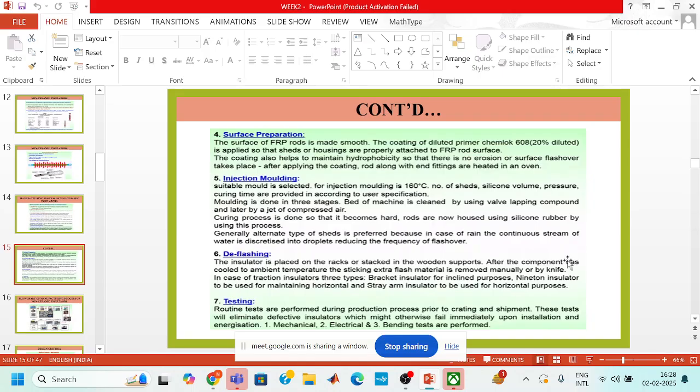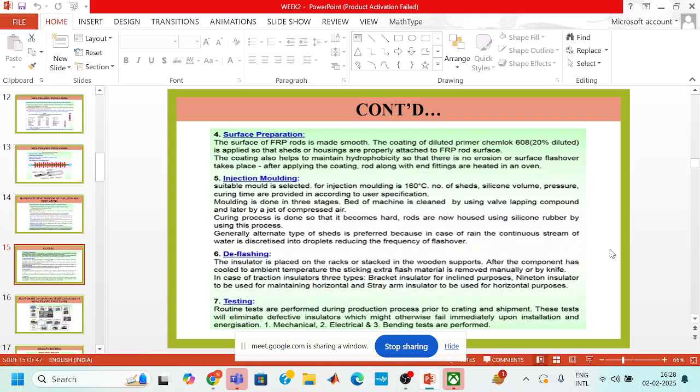Rods are now housed using silicon rubber by this process, and generally an alternate type of shed is preferred because in case of rain, the continuous stream of water is broken into droplets, reducing the frequency of flashover. Then the sixth step is deflashing, in which the insulator is placed on racks or stacked on wooden supports, and after the component has cooled to ambient temperature, the extra sticking flash material is removed manually or by knife.